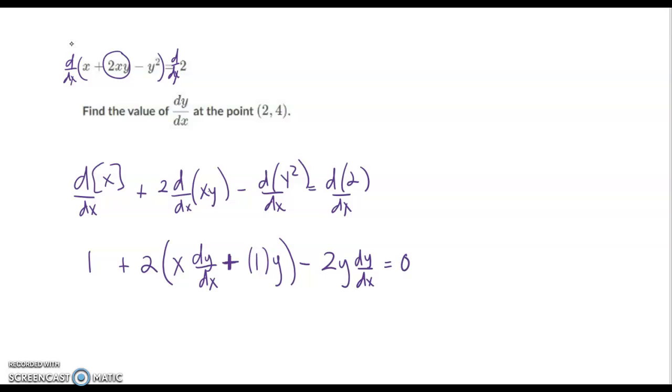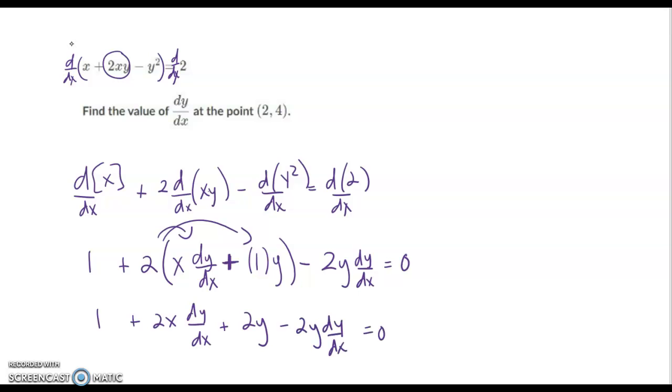Okay, so I can go ahead and run the 2 back through now. I got 1 plus 2x dy/dx plus 2y minus 2y dy/dx equals 0. Okay, so we're asked to find the value of dy/dx at (2, 4). So it means I can plug in my 2 here and my 4 here and here, and then solve for dy/dx. Or a lot of times we like to solve these for the derivative first, which is good practice. The algebra is good practice because a lot of times these questions ask for dy/dx.